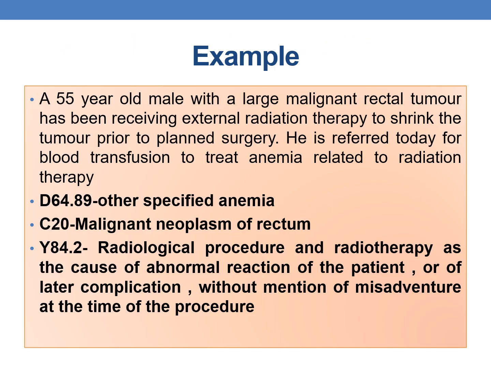Let us see an example. A 55-year-old male with large malignant rectal tumor has been receiving external radiation therapy to shrink the tumor prior to planned surgery. He is referred today for blood transfusion to treat anemia related to radiation therapy. So anemia should be sequenced first, D64.89, other specified anemias, followed by neoplasm code, that is C20, malignant neoplasm of rectum, followed by Y84.2.